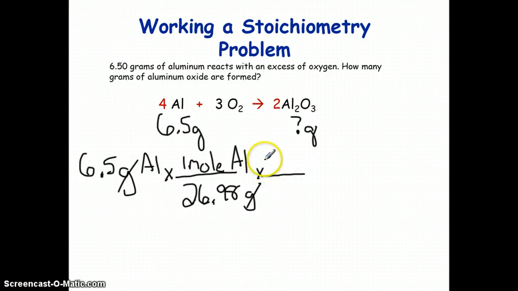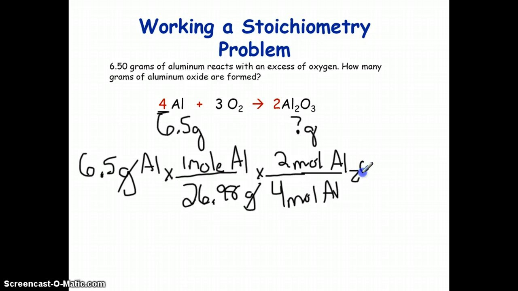All right, now we want to use our coefficients to get a mole-to-mole ratio. Well, we know we have 4 moles of aluminum from the balanced equation. Okay, and we're trying to find aluminum oxide. So we're going to use 2 moles. Okay, and that cancels out our moles of aluminum.